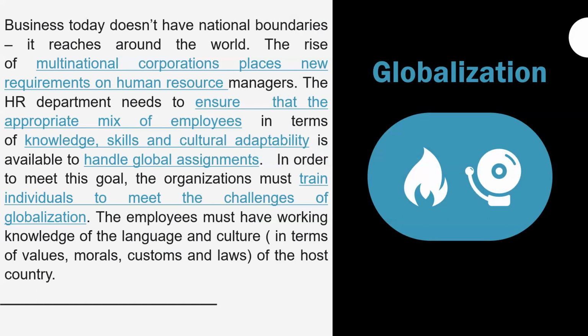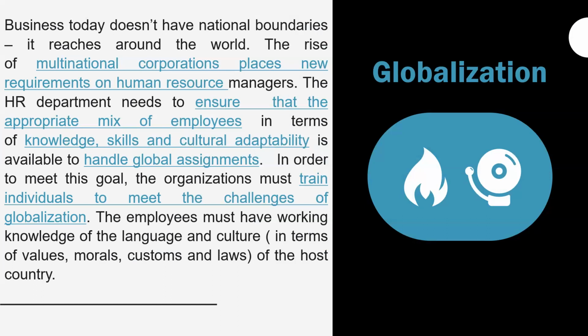Like I said, you already know this, but for purposes of definition, businesses today don't have national boundaries. It reaches around the world. The rise of multinational corporations places new requirements on the human resource manager. The HR department needs to ensure that the appropriate mix of employees in terms of knowledge, skills, and cultural adaptability is available to handle global assignments. In order to meet this goal, the organization must train individuals to meet the challenges of globalization.